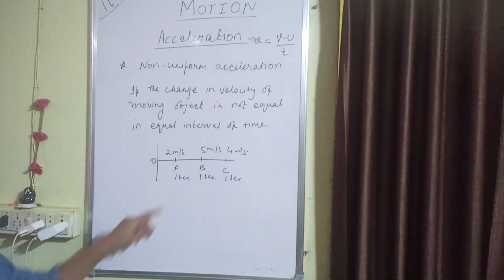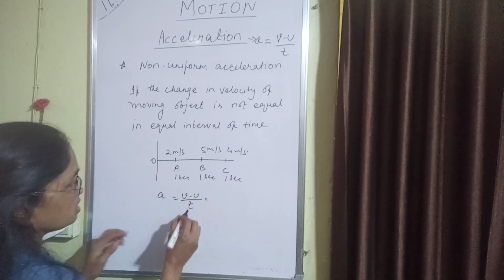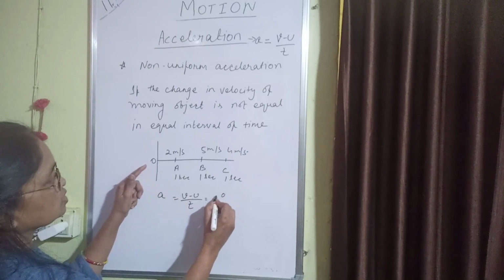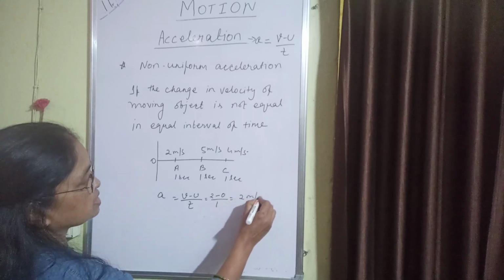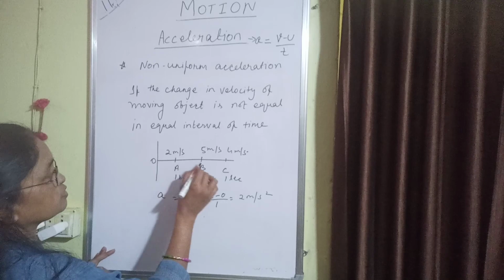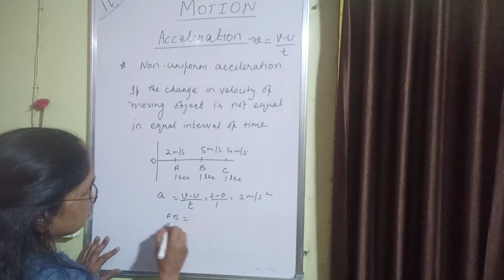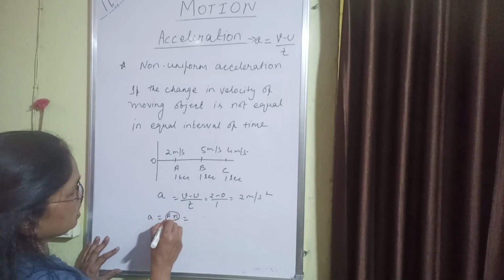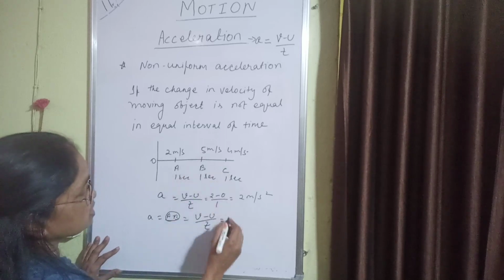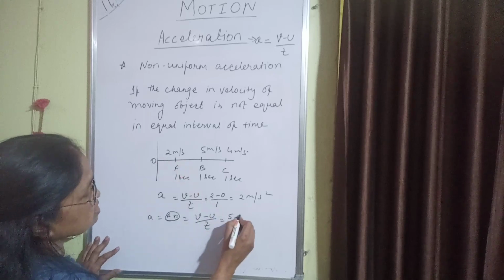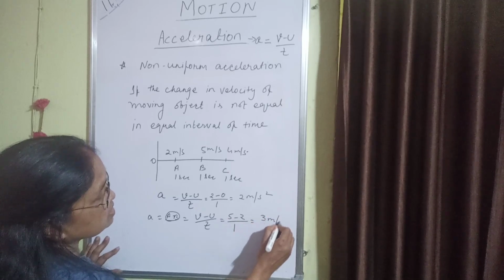So at position A, if you calculate the acceleration, v minus u by t. See students, here u is 0, v is 2, 2 minus 0 by 1, that is 2 meter per second square. If you calculate for position AB, what will you get? Acceleration at AB, v minus u by t. What is v here? 5 meter per second. What is u? 2 meter per second. And what is time? 1. So 5 minus 2, 3 meter per second square.